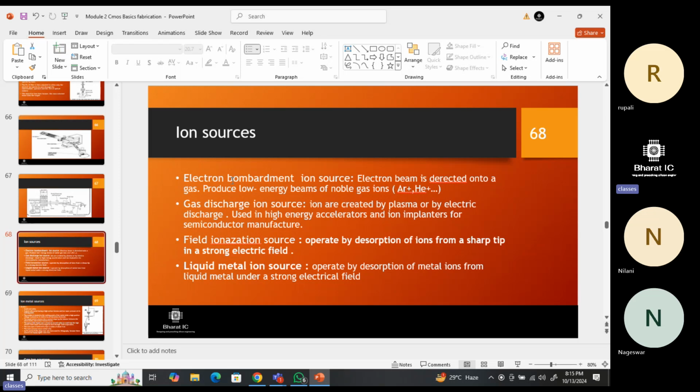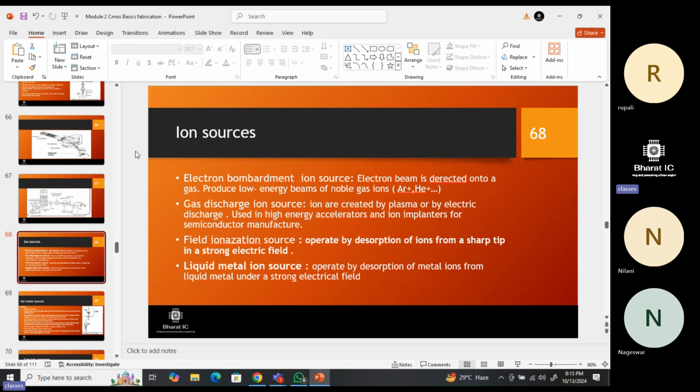Okay, a field ionization source operates by desorption of ions from a sharp tip in a strong electric field. You have to remember this. What is a field ionization source? Okay, liquid metal ion source: operates by desorption of metal ions from a liquid metal under a strong electric field.